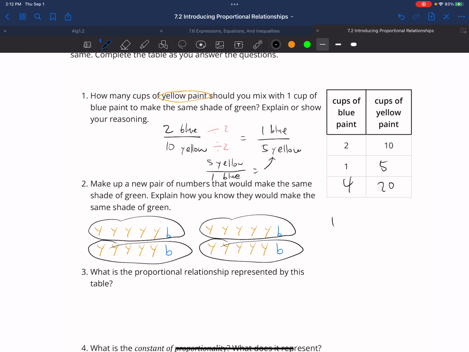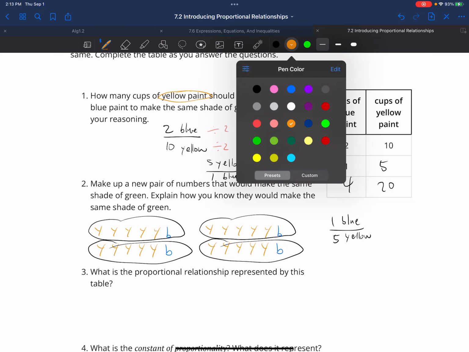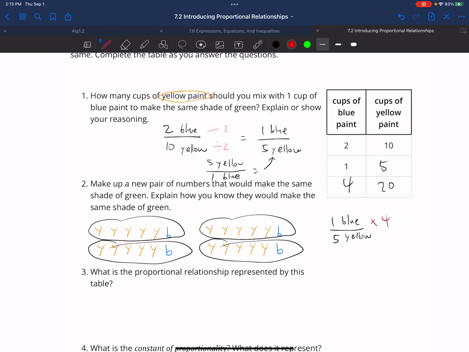You can actually just do this if you like. You could do 1 blue, 5 yellow, and then multiply the top by 4 and the bottom by 4. 1 times 4 is 4 blue, and 5 times 4 is 20, so it's gonna be 20 yellows. So if you take a look, 4 blue paints is the same thing as 20 yellow paints, okay? So that's how you do that part right here. We just found a proportion here.